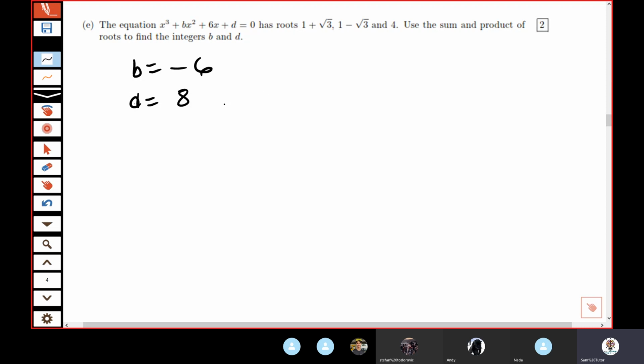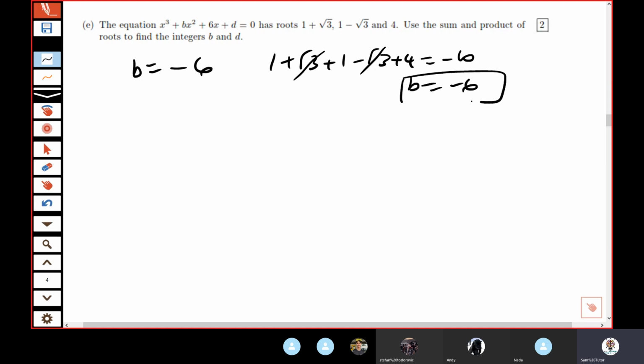Why did I get 16? Am I wrong? Everyone got 8 as well? Wait, come on. What's wrong? 1 plus root 3 plus 1 minus root 3 plus 4 equals minus b on a, which is just minus b. These cancel out. b equals negative 6.